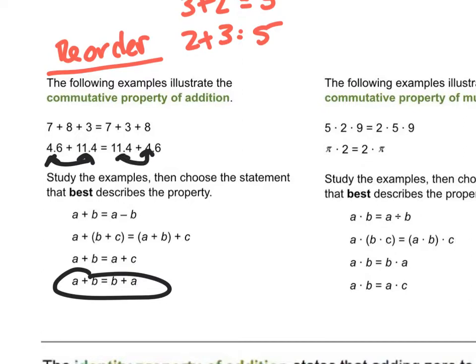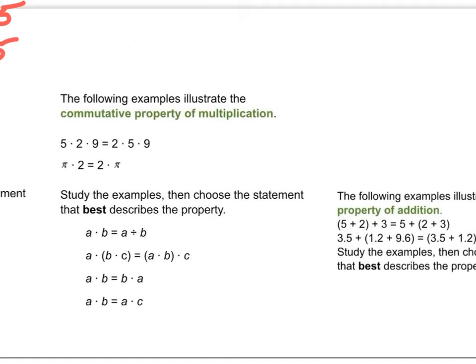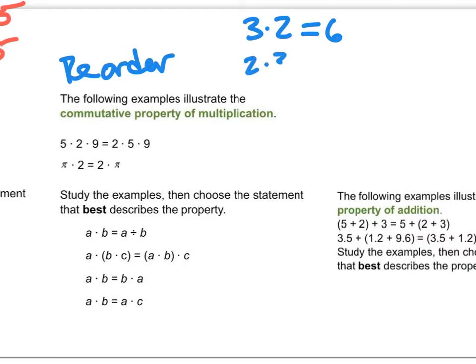Now, the same thing works for multiplication. You can reorder them. Let's ask, what's 3 times 2? What's that equal to? 6. What's 2 times 3? That's still 6. You're going to get the same thing. Those statements are equivalent.